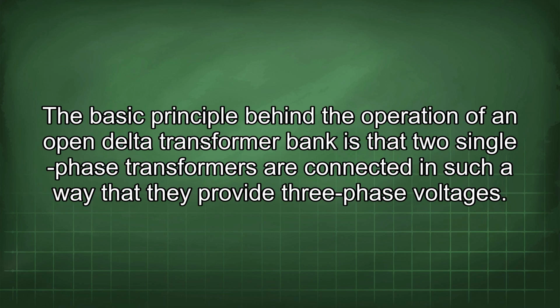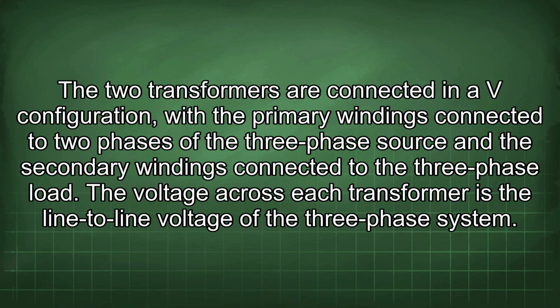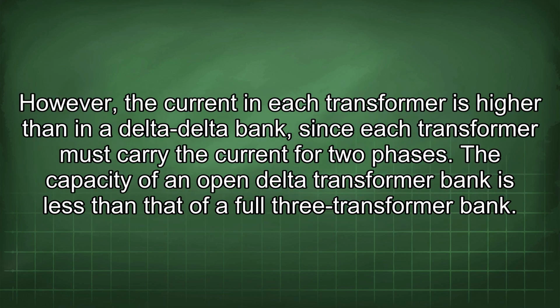The basic principle behind the operation of an Open Delta transformer bank is that two single-phase transformers are connected in such a way that they provide three-phase voltages. The two transformers are connected in a V configuration, with the primary windings connected to two phases of the three-phase source and the secondary windings connected to the three-phase load. The voltage across each transformer is the line-to-line voltage of the three-phase system. However, the current in each transformer is higher than in a delta-delta bank since each transformer must carry the current for two phases.